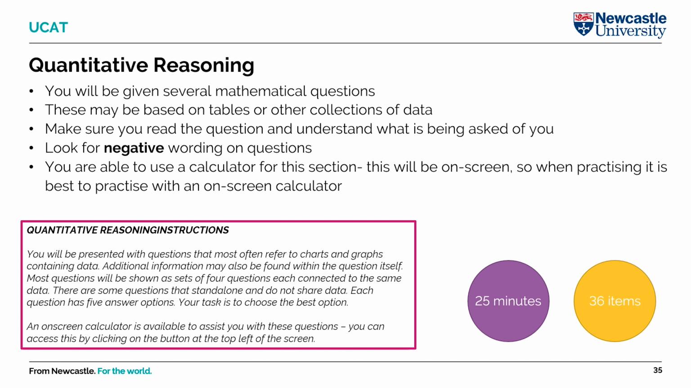An on-screen calculator is available to assist you with these questions. You can access this by clicking on the button in the top left of the screen, which just looks like a calculator. So again, if you do go on the UCAT website, make sure you look at the practice questions. These questions are actually taken from their bank of questions, but it will get you used to using their screen as well. There's 36 items within this section and 25 minutes. So again, very time pressured.